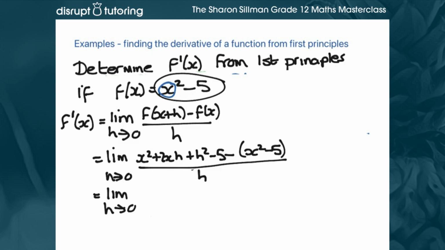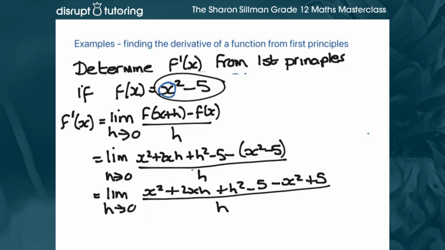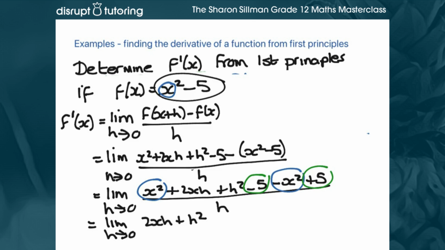So let's have a look what we can do on top. The first terms didn't have any common factors or like terms. I'm multiplying the negative into the bracket, negative times x squared, and a negative times a negative makes a plus 5. And now if you look for like terms, we have x squared subtract x squared, and we also have minus 5 plus 5. So they're equal to 0. So we have 2xh plus h squared left over.